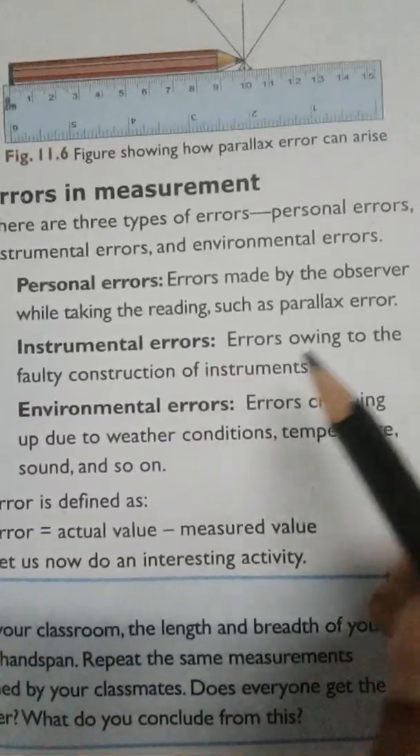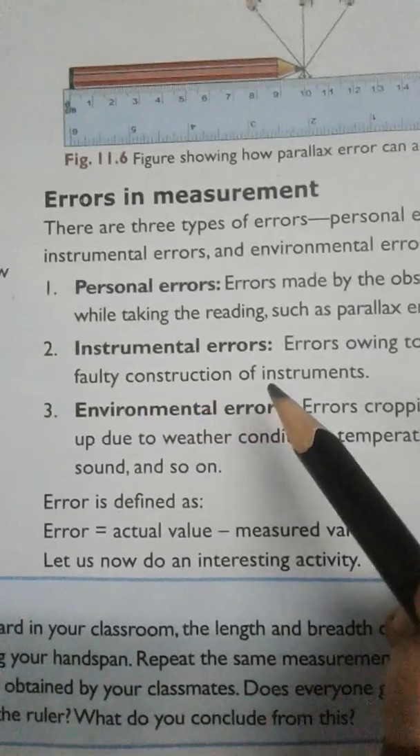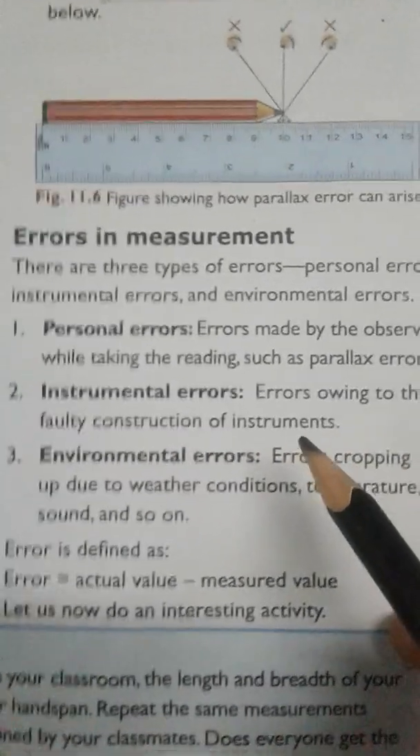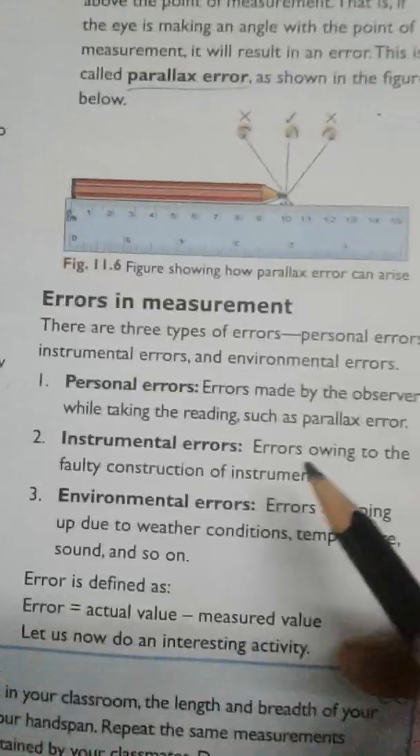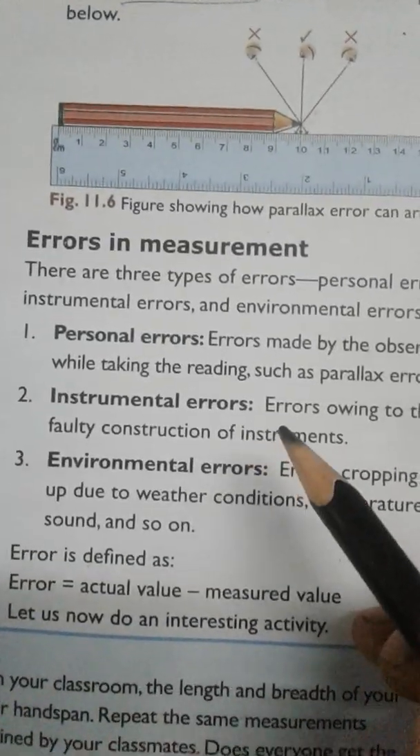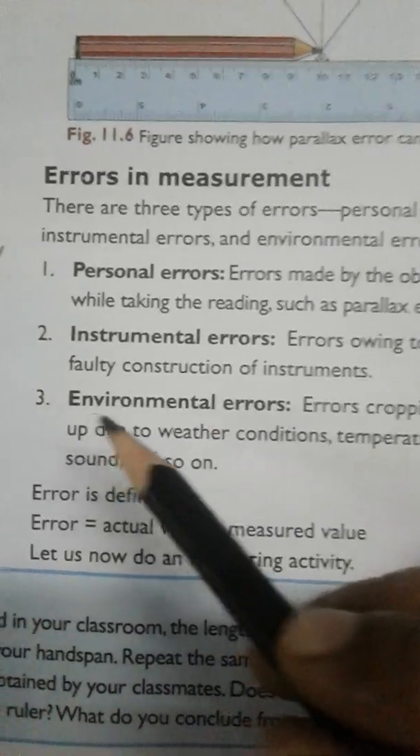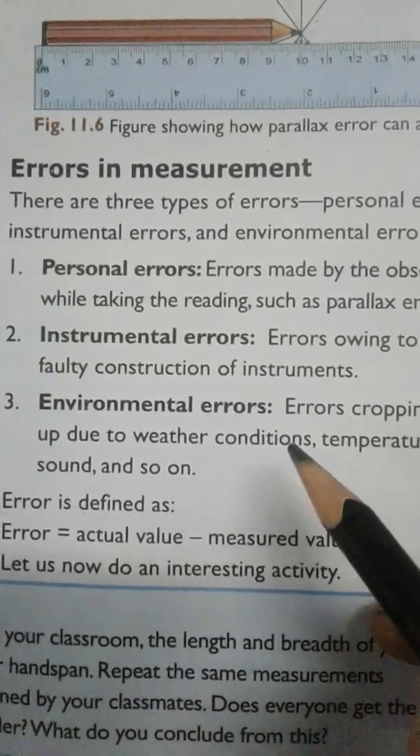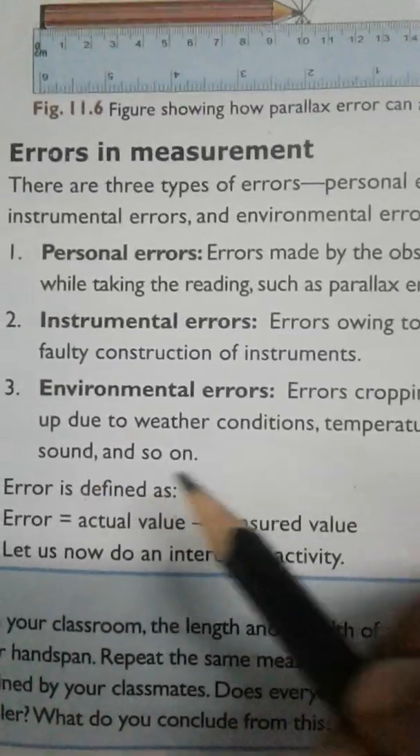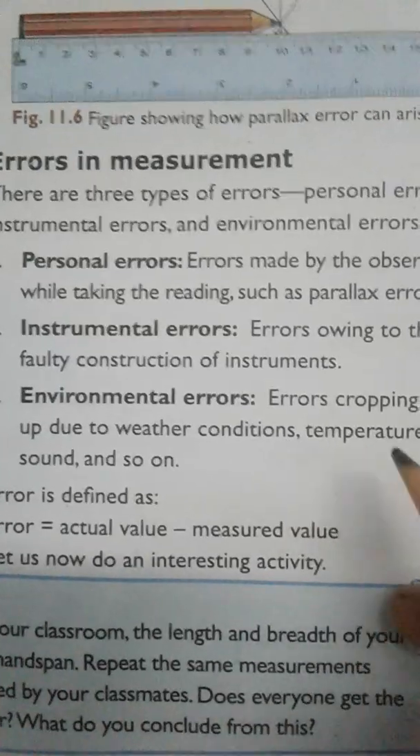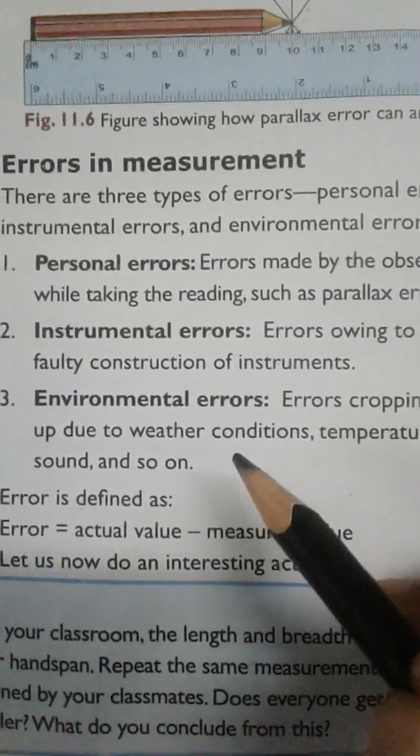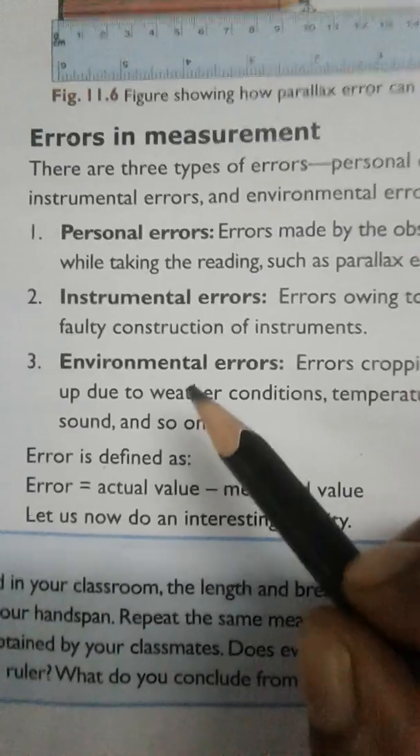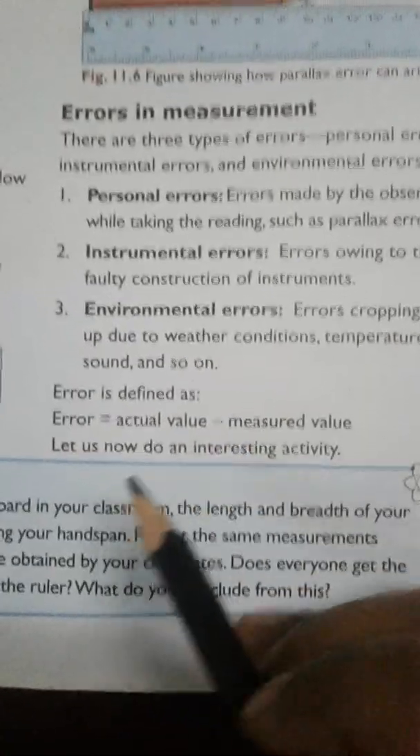Instrumental errors are errors owing to the faulty construction of the instrument. This is an example: this ruler is broken. For that we may get error, so we have to take the correct steps. Next are environmental errors, errors cropping up due to weather conditions, temperature, sound and so on. Due to these conditions we may get some error, and this is called environmental error.